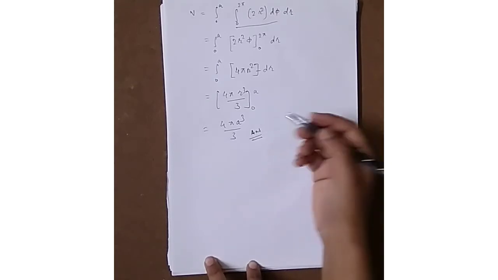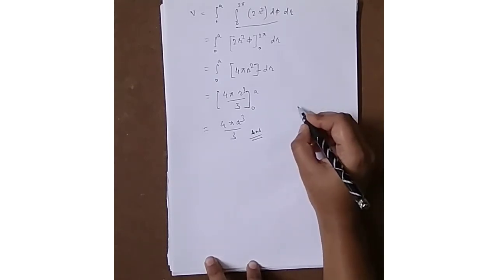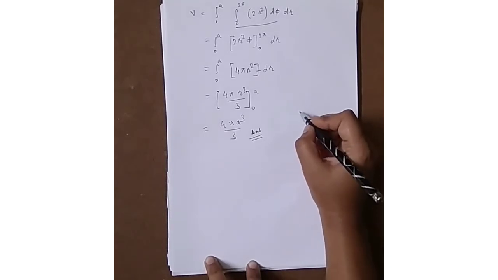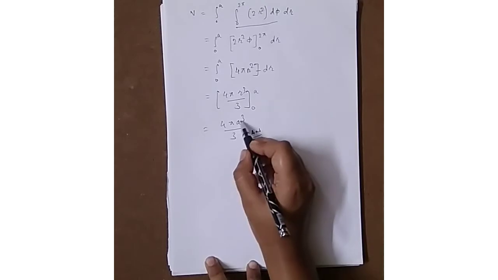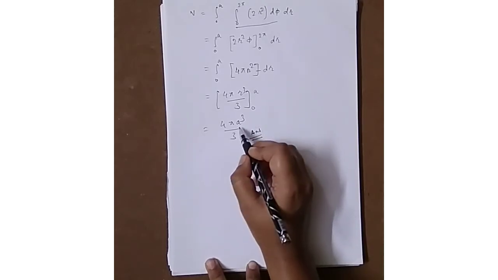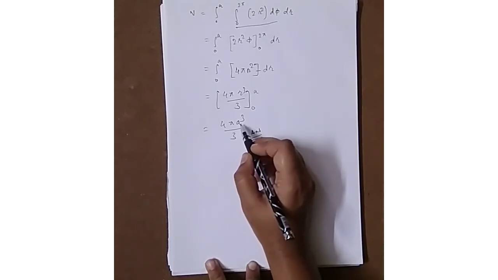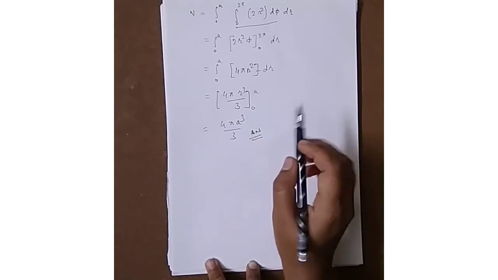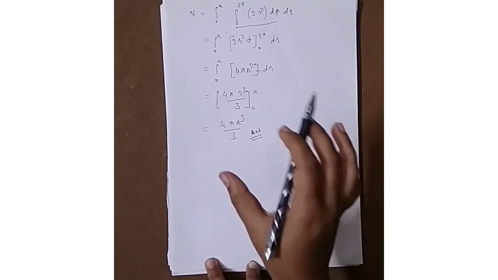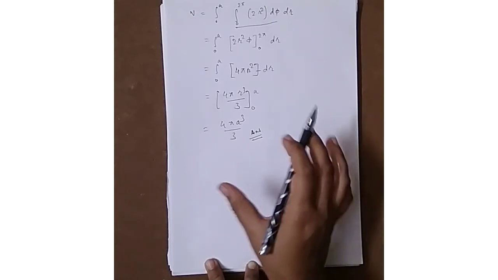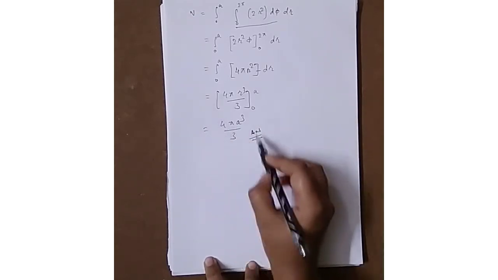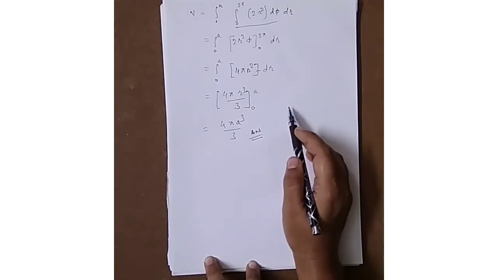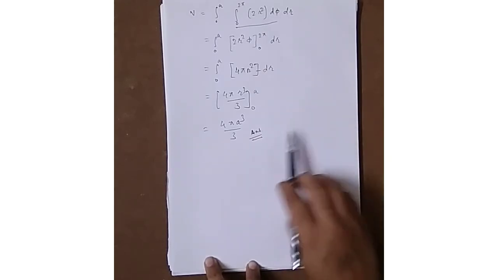We know that the formula for the volume of a sphere is 4 pi r cube by 3, but here we have given that the radius r is a. So basically we have derived this formula, which shows the volume of a sphere.